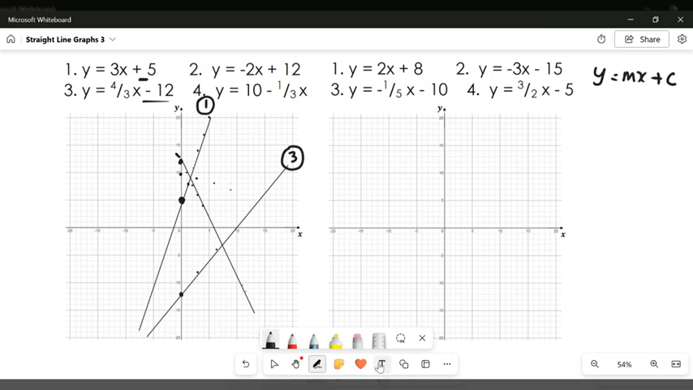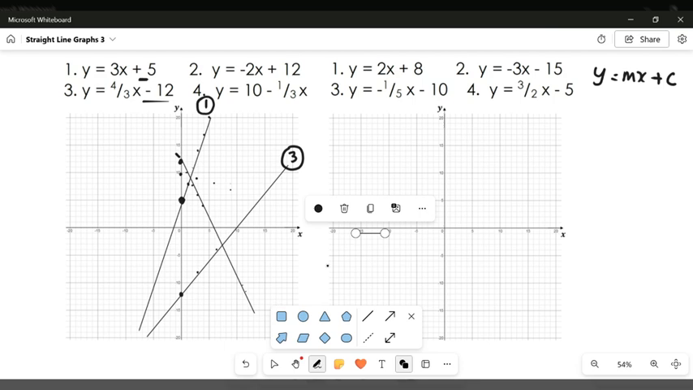Get my ruler out, get my straight line out. I've not lined that up properly. Here we go. And that is number 4. Okay, so pause the video. Try and do the ones on the right hand side if you can, or at least think about how to do them. And then once you're ready, press play and I'll go through them.